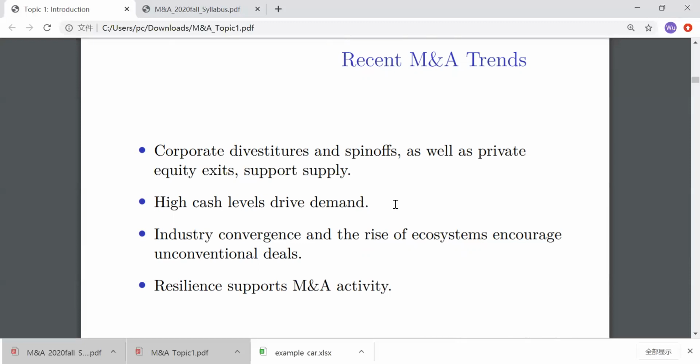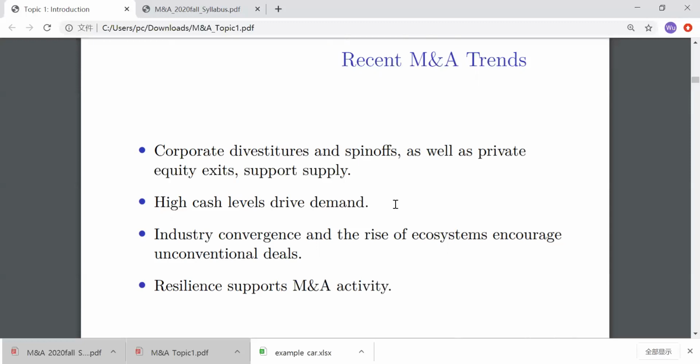So what does divestiture mean? Divestiture means the big company splits off one of its subsidiaries and then sells it to another company. This is called divestiture, right? Another name for it is spin-off. A big company that has many subsidiaries sells one of its subsidiaries to another company, right? So that's one of the reasons for the supply side.